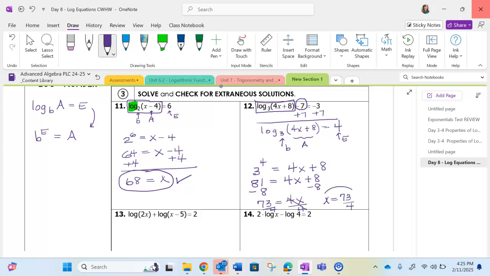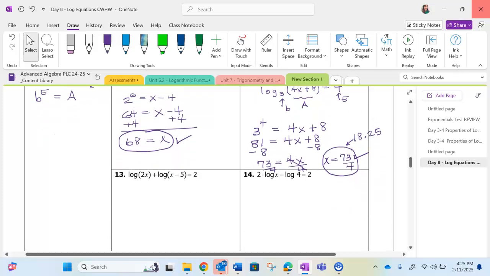So my answer is x equals 73/4. Now, if you change it to a decimal, I prefer a fraction, but this is also 18.25. And then you can go back up here and make sure the argument stays positive. It does, so check. So you got to verify those things.